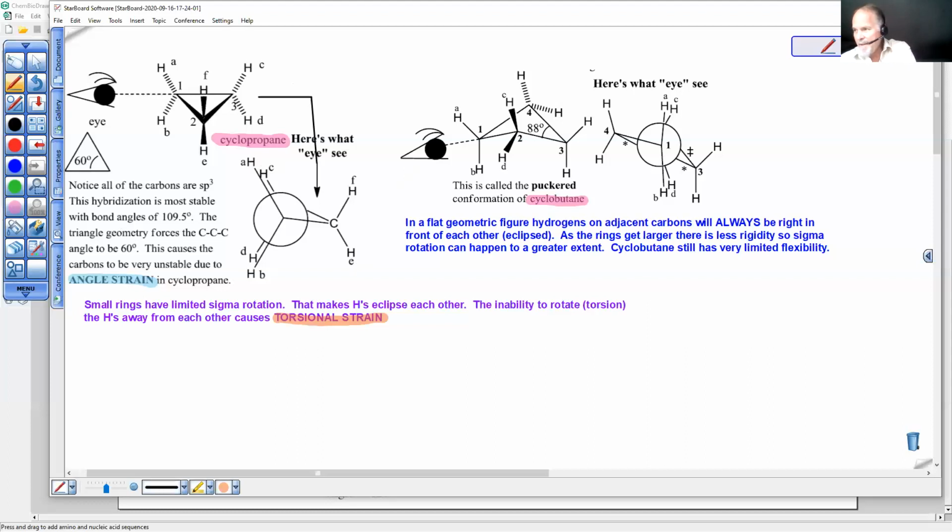And that brings to a close cyclopropane and cyclobutane. I'm going to go get cyclopentane, which is a much improved story. This looks pretty good. Let's just steal it.